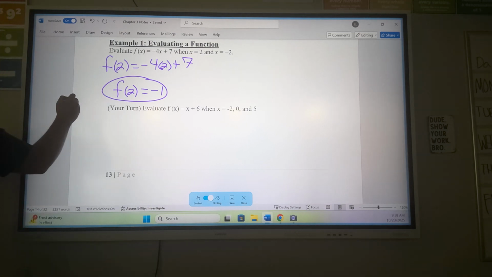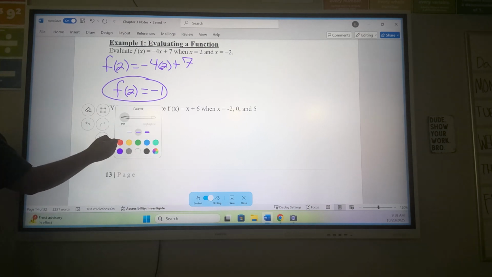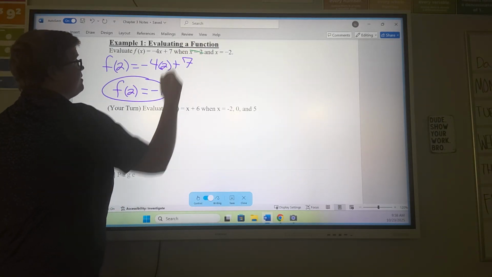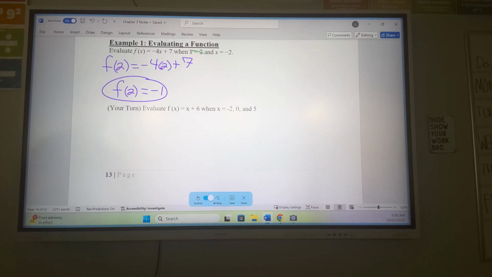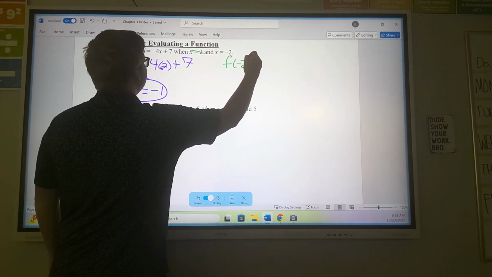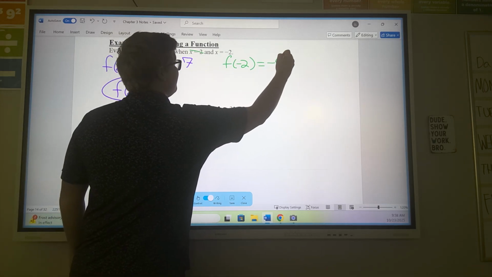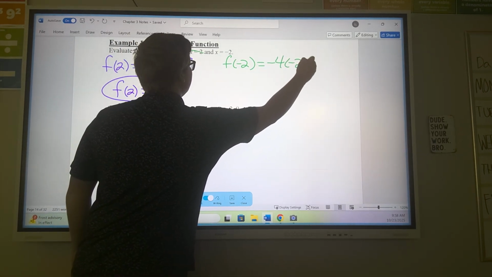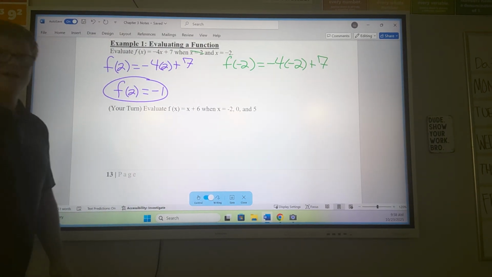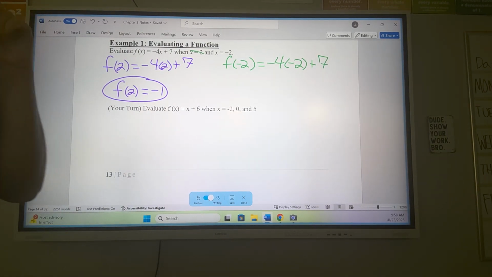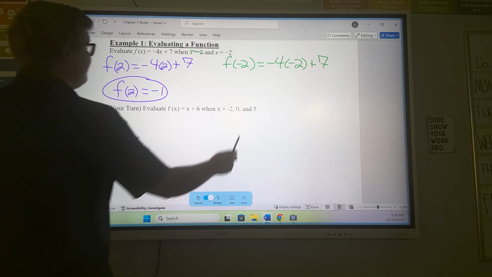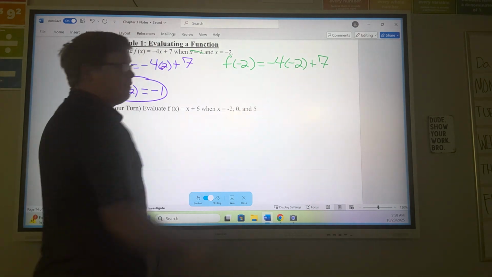So now we're going to do the negative 2. We're going to change colors. So we've already plugged 2 in. Let's take that off our list. Now we have to plug negative 2 in. So we have f of negative 2 equals negative 4 times negative 2 plus 7. Okay, so like I said before, the only thing I did is I took that negative 2 and I plugged it in for this x and for this x.